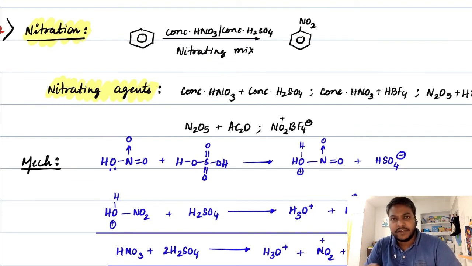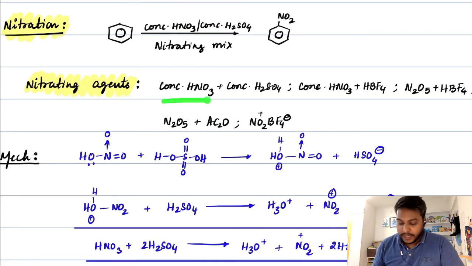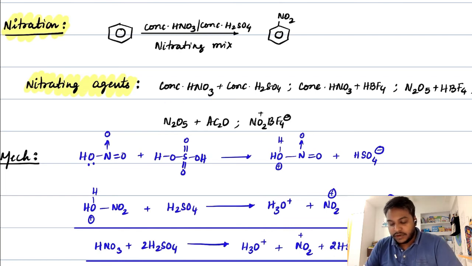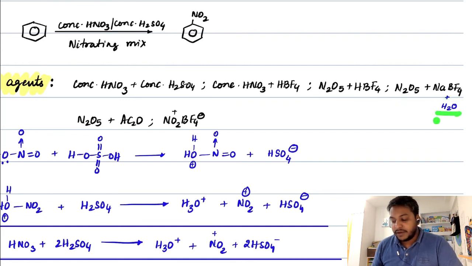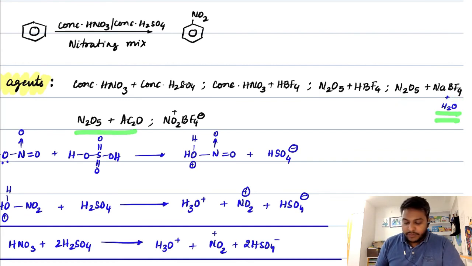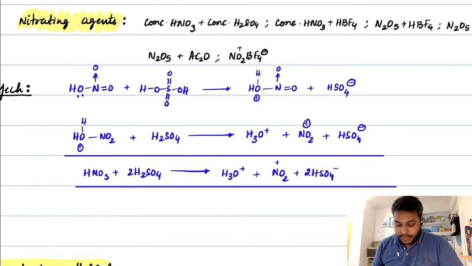The idea here is that it will produce NO2 plus. Okay. So nitrating agents which create NO2 plus as an electrophile are concentrated HNO3 in concentrated H2SO4, that is one. Or I can take concentrated HNO3 with HBF4, N2O5 plus HBF4, N2O5 plus NaBF4 and water, or N2O5 in acetone, or NO2 plus with BF4 minus. Any of these are nitrating agents, which means they will give an electrophile NO2 plus.